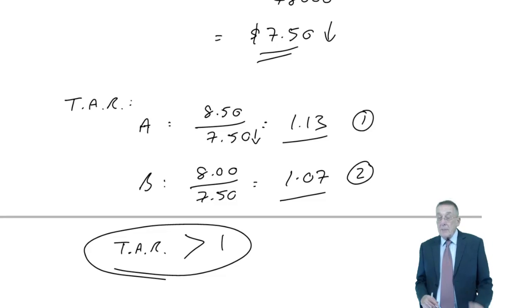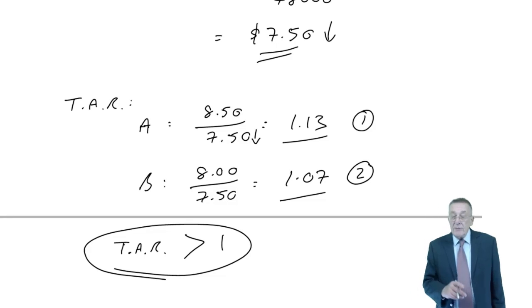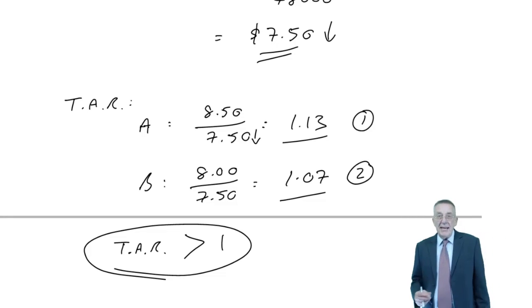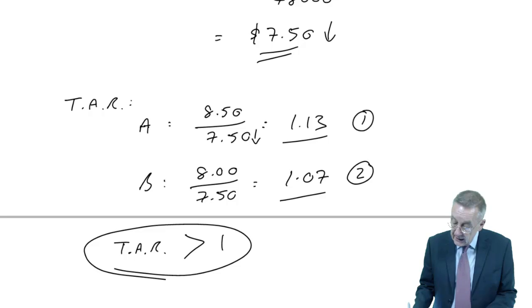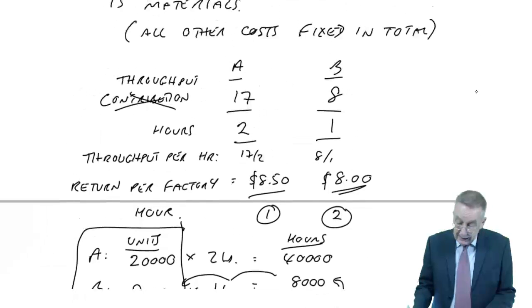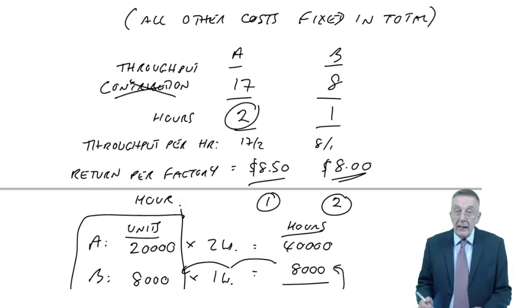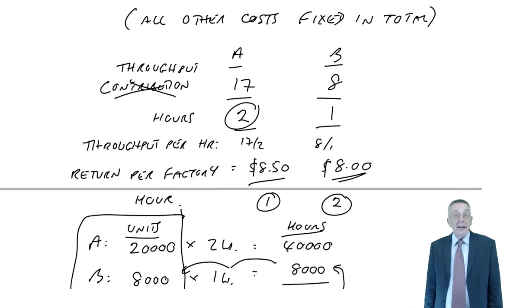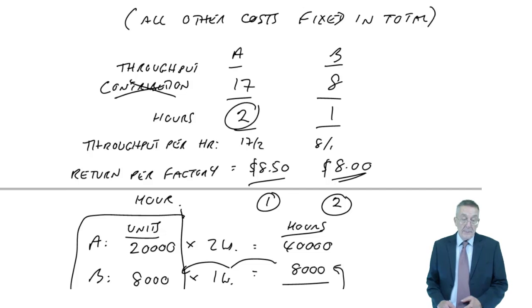And finally, think about this one. See if we can produce faster. If we can get the machines to operate faster in some way or another. If we can put it through the machine in only 1 hour, the return per factory hour will be higher. And if that's higher, the throughput ratio is higher.